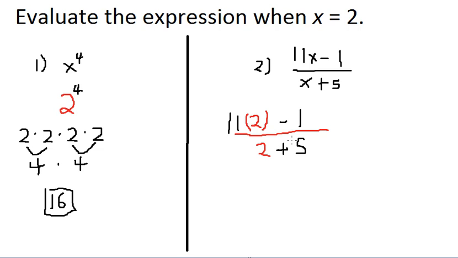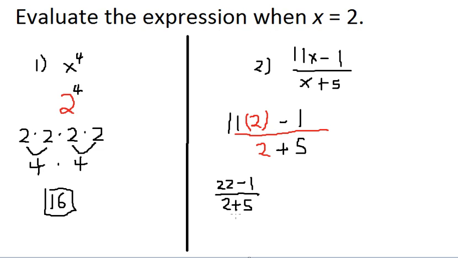When we have more than one operation, we always go to order of operations to figure out what to do next. So what we're going to do next here is we have multiplication, addition, and subtraction, and we're going to do that multiplication first. So 11 times 2 is just 22, and then everything else is going to stay exactly the same. So that minus 1 on top is going to stay the same, and on the bottom, that 2 plus 5 is also going to stay exactly the same.